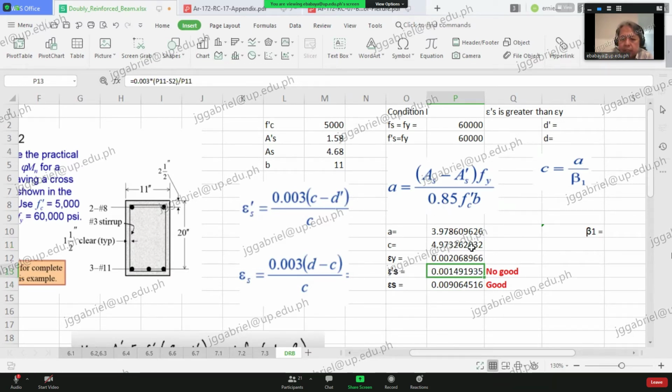So that means epsilon prime S says here no good. Bakit no good siya? Because our epsilon y is 0.002. Now, our computed epsilon prime S is 0.001. That means it is lower than epsilon y.